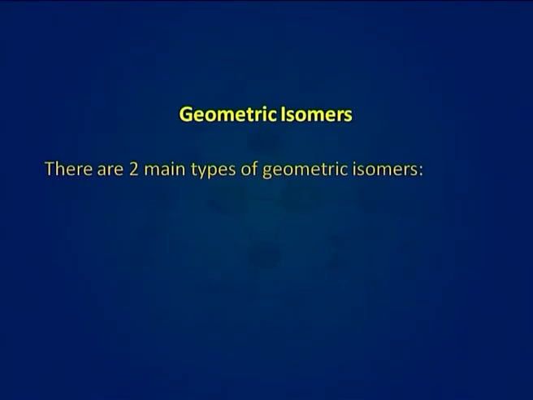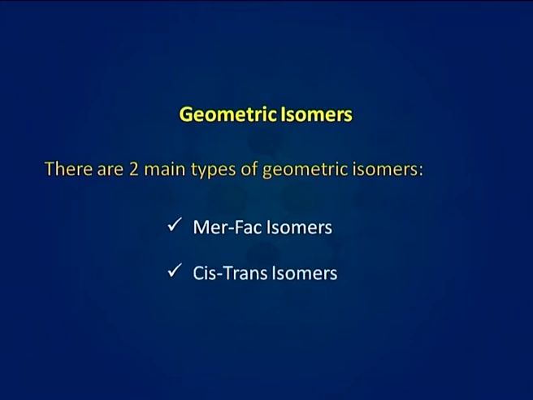Geometrical isomers are isomers that differ in arrangement of ligands around the metal or the central atom. In other words, these isomers differ from each other based on where the ligands are placed in coordination compound. There are two main types of geometrical isomers: mer-fac isomers, or you can say meridional facial isomers, and cis trans isomers. Let us first discuss cis trans isomers.